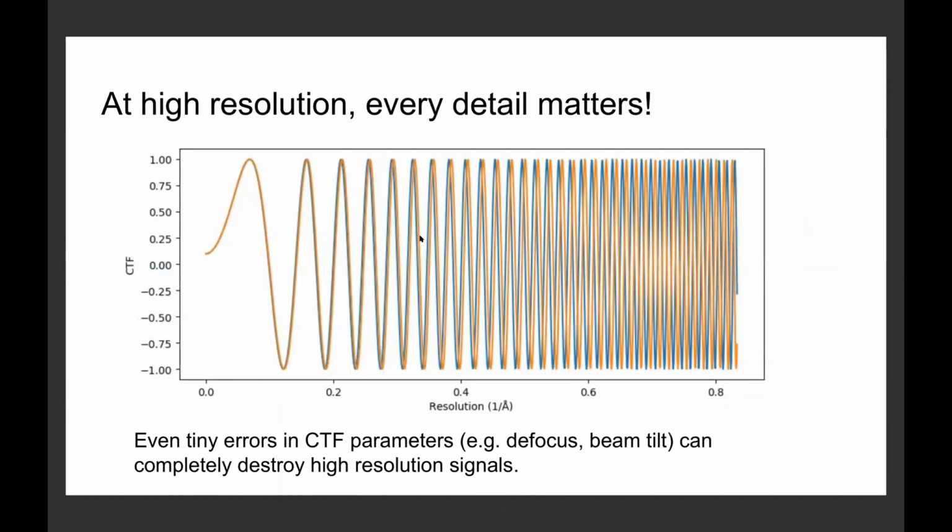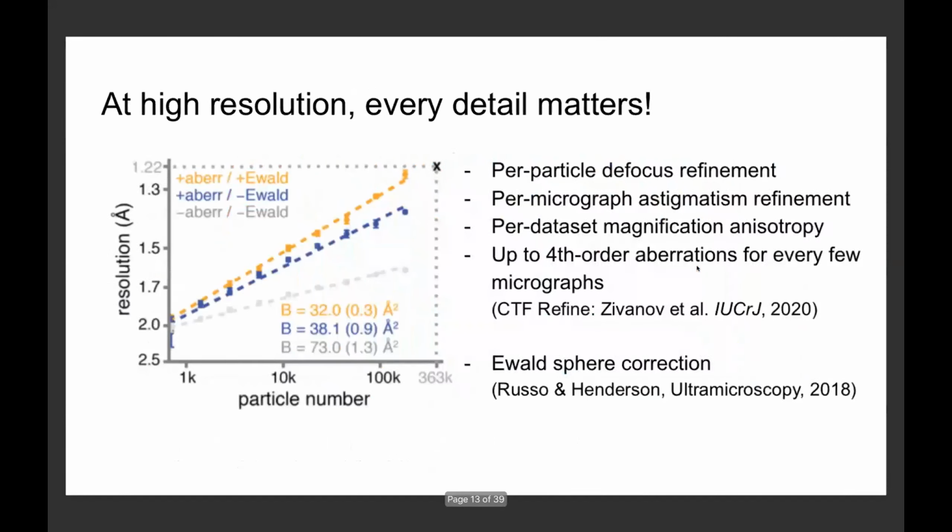To get to such a high resolution, every detail matters. Because even tiny errors in CTF parameters, such as the focus or beam tilt, can shift the CTF curve completely out of sync at high resolution and completely destroy high resolution signals. So you have to very carefully refine these parameters.